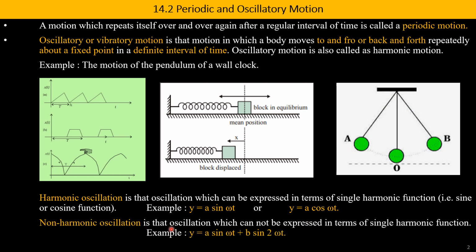Non-harmonic motion is that oscillation which cannot be expressed in terms of a single harmonic function. For example, non-harmonic motion is given by the trigonometric relation y = a sin omega t plus b sin 2 omega t or sin squared omega t. So these are non-harmonic oscillations.